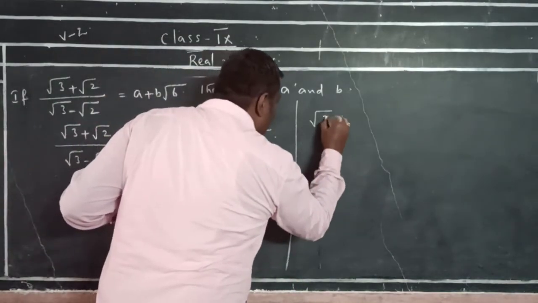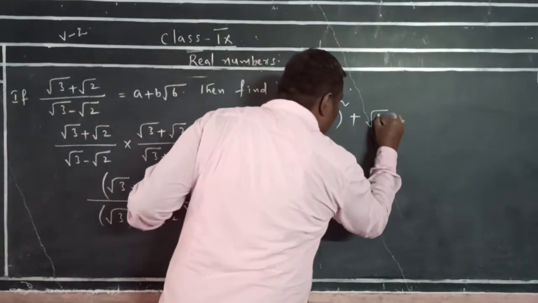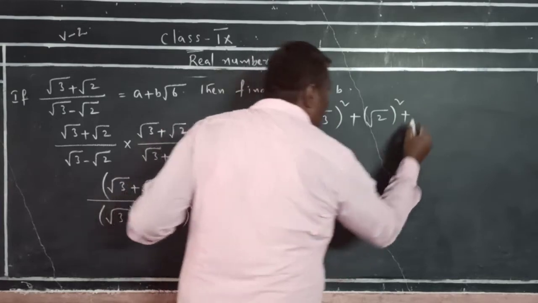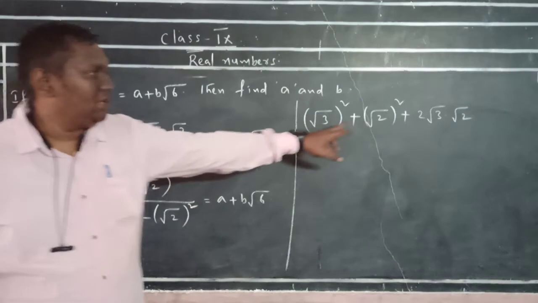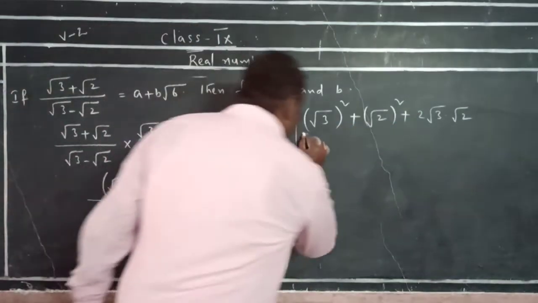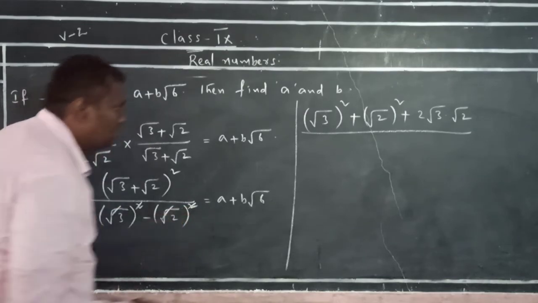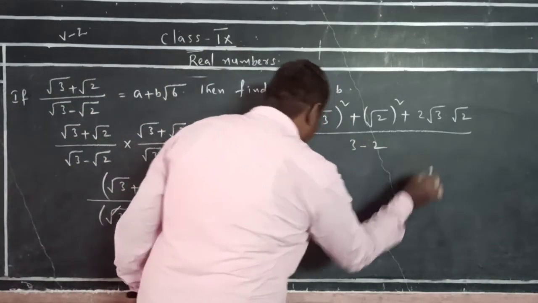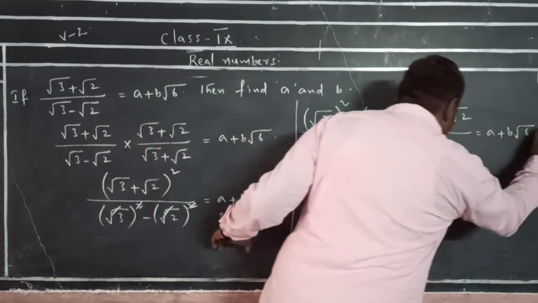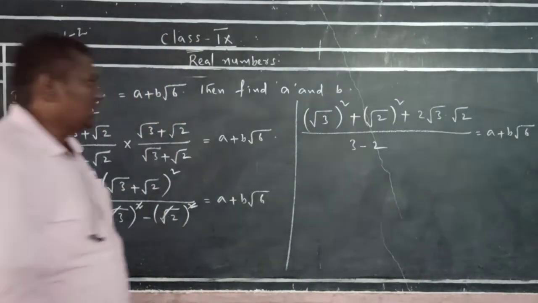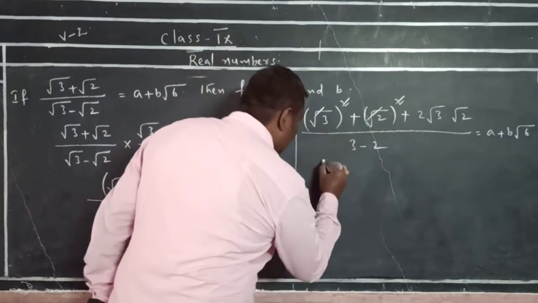In place of a, root 3 is there. In place of b, root 2 is there, plus 2 root 3 into root 2. That is a square plus b square plus 2ab. Here the square root and square cancel, the 3 minus 2 is equal to a plus b root 6. Understand? Same as here, square root cancels. Here also square root cancels.